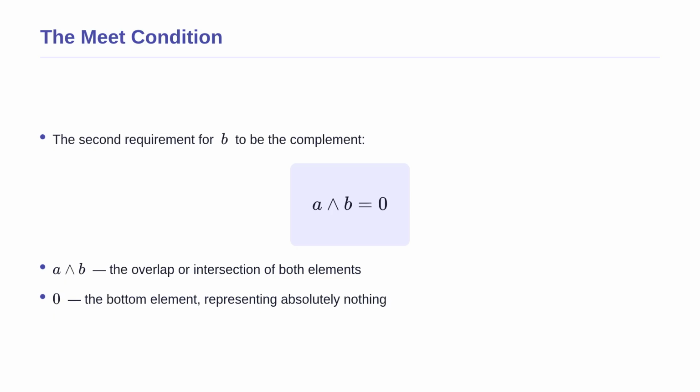The second crucial condition for complements is the meet condition. This equation states that the meet of element A and element B must equal the bottom element, 0. In plain English, this means that A and B share absolutely nothing in common except the absolute minimum baseline of the system. If both the join condition and this meet condition hold true at the same time, then B is the true complement of A. If every single element in the lattice has such a partner, the entire structure is officially a complemented lattice, perfectly balanced from top to bottom.